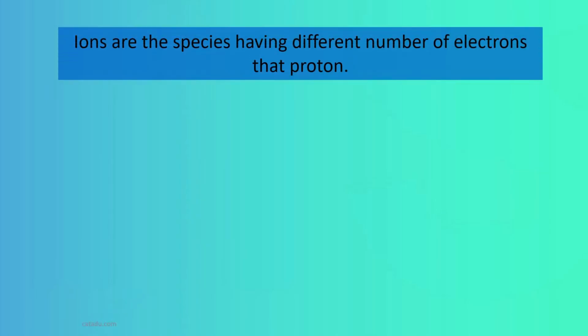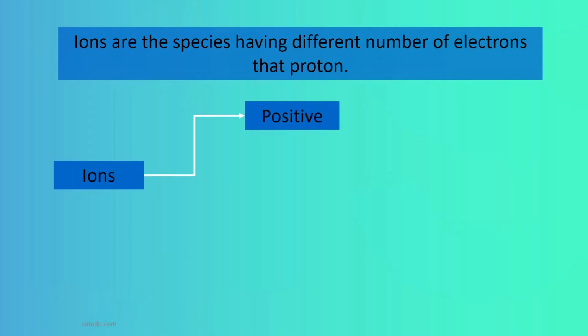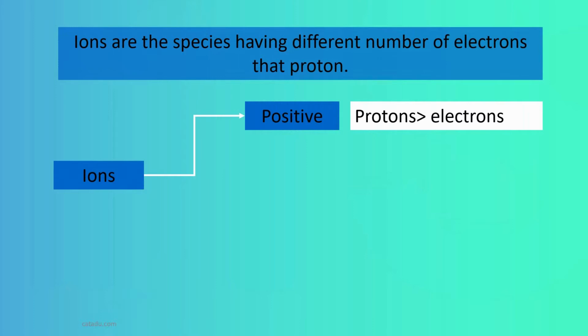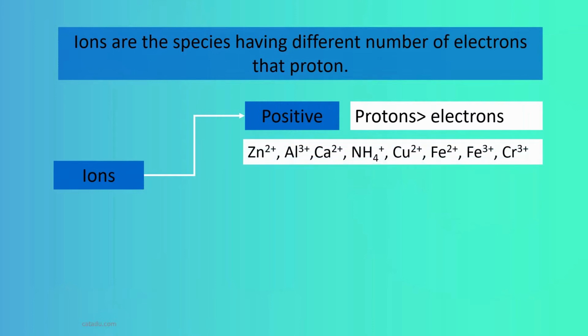Test of ions and gases. Ions are the species having a different number of electrons than protons. Positive ions have more protons than electrons. These are the examples of positive ions which are included in the syllabus of Cambridge O level.